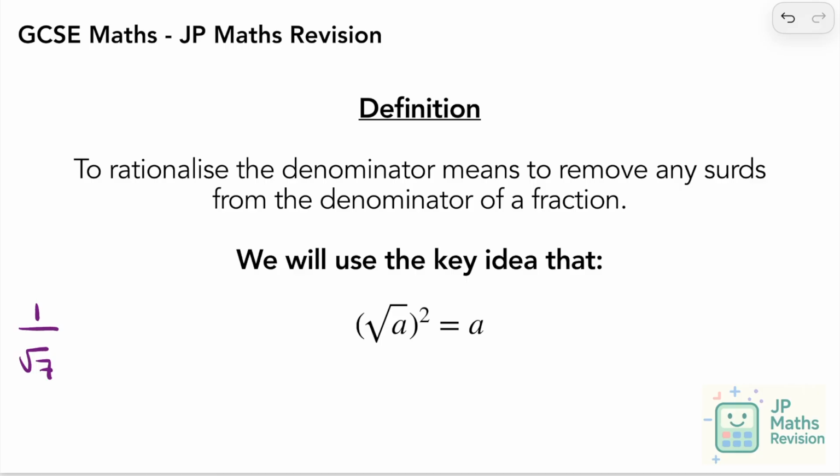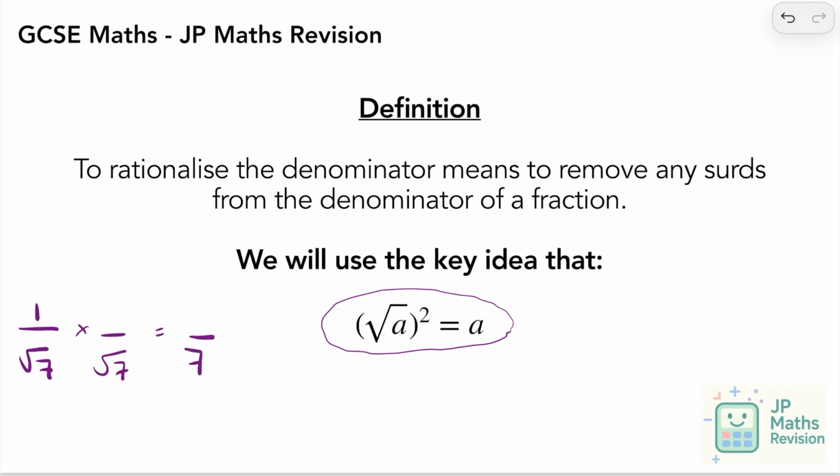There is a surd on the denominator and it's disgusting. It's perfectly reasonable to have a surd on the numerator of a fraction, but it's not very nice for there to be a surd on the denominator. So they use the key idea that if you multiply a surd by itself, you end up with the number that you first started with. If I times root 7 by root 7, that's root 49, and the square root of 49 is 7, so that's great.